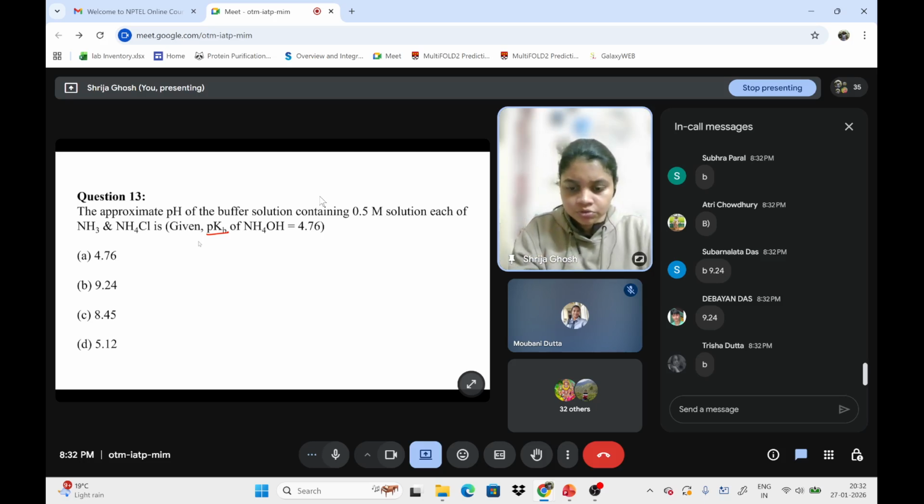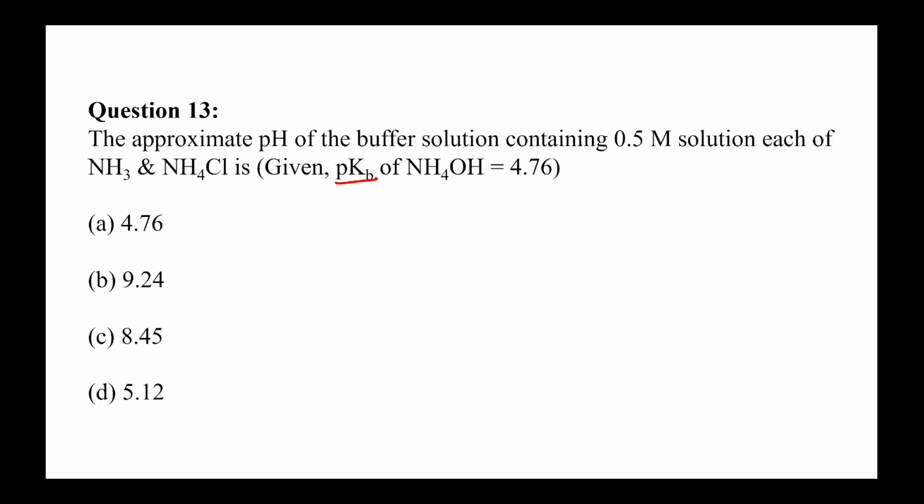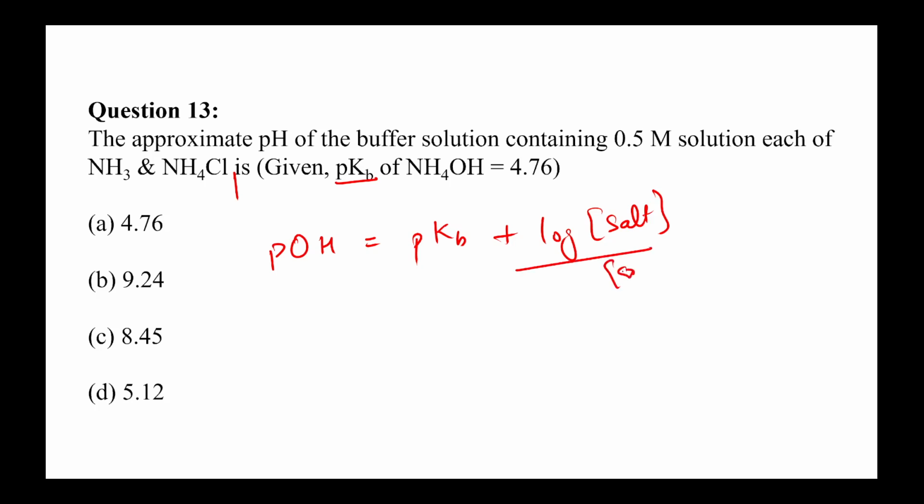Okay, most of you have answered 9.24 or option B. That is the correct answer. So for this, the calculation becomes even easier because first you have to calculate pOH, right? So pOH will be pKb plus log of salt upon acid concentration, right?